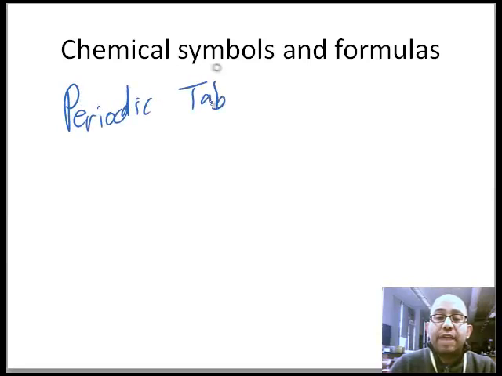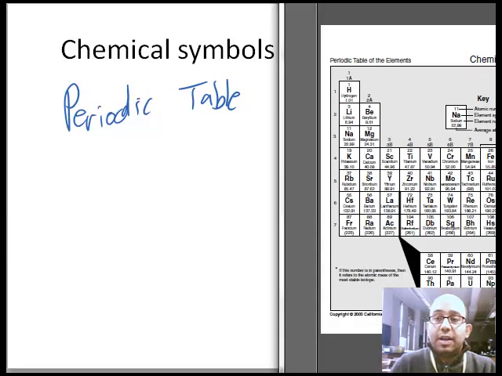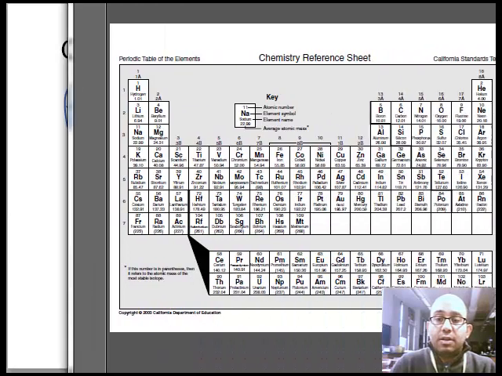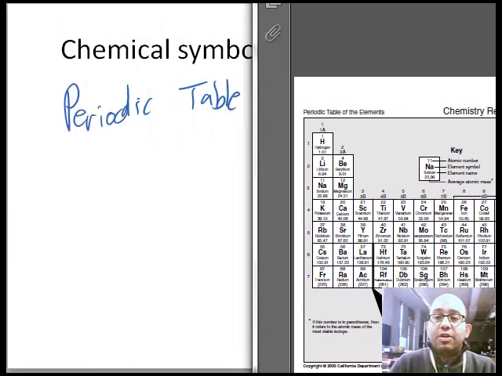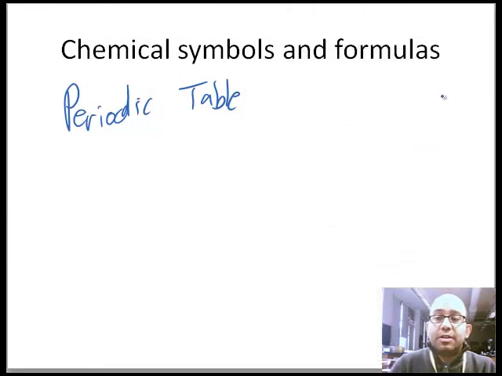Now there's the one I gave you as a handout, and that handout looks like this one. You don't need that one though, because you can look in your book or on the internet. You can just search for periodic table and you'll get all the same one.